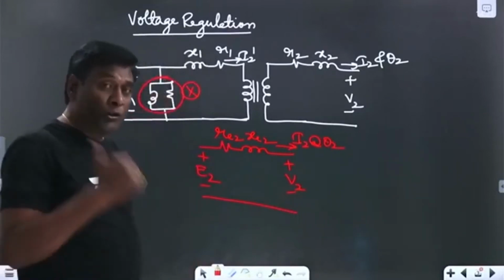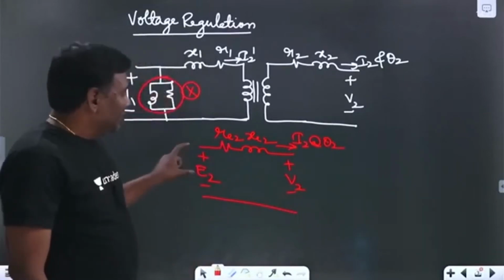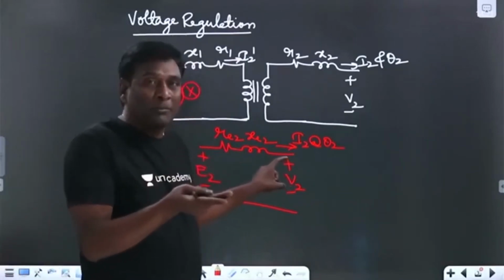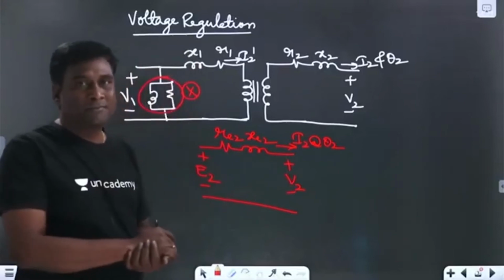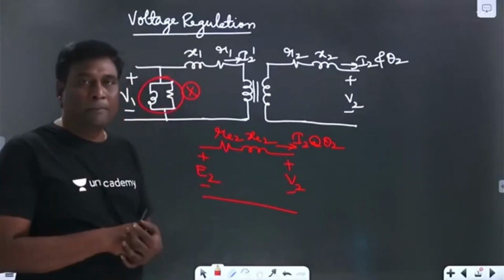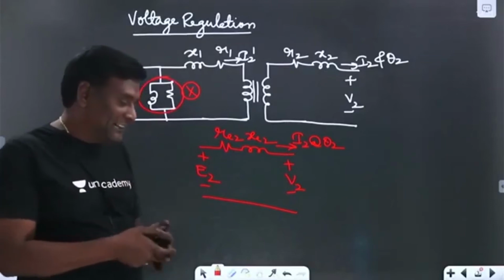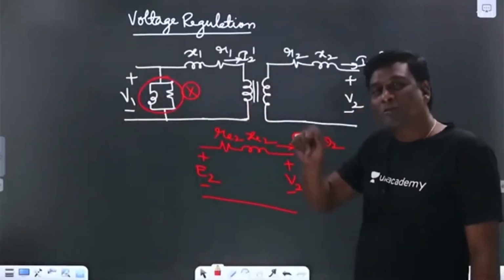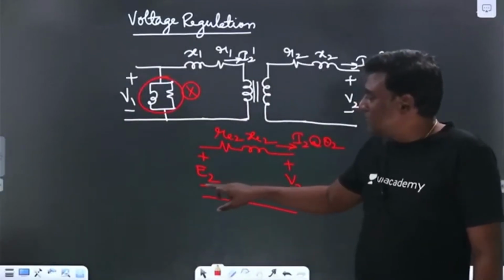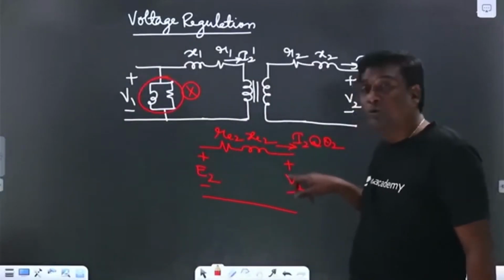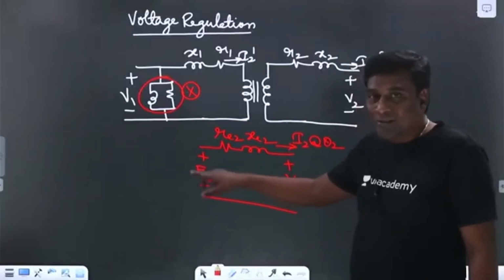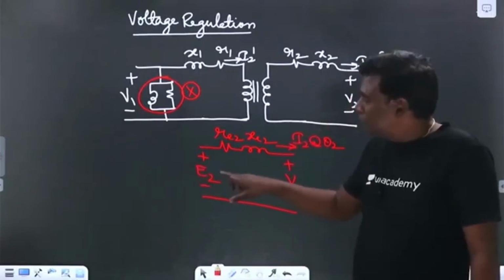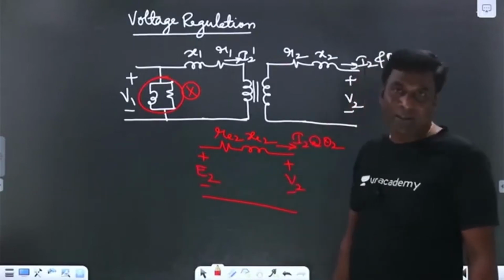And of course, we know one thing, that E2 is going to be constant. Terminal voltage variations are going to happen for distribution transformer or for alternator, because excitation control will be there with us in alternator. And in power transformer, tap changer will be there. So in power transformer, E2 is going to be variable, V2 is going to be constant. In alternator also, E2 is going to be variable, V2 is going to be constant.